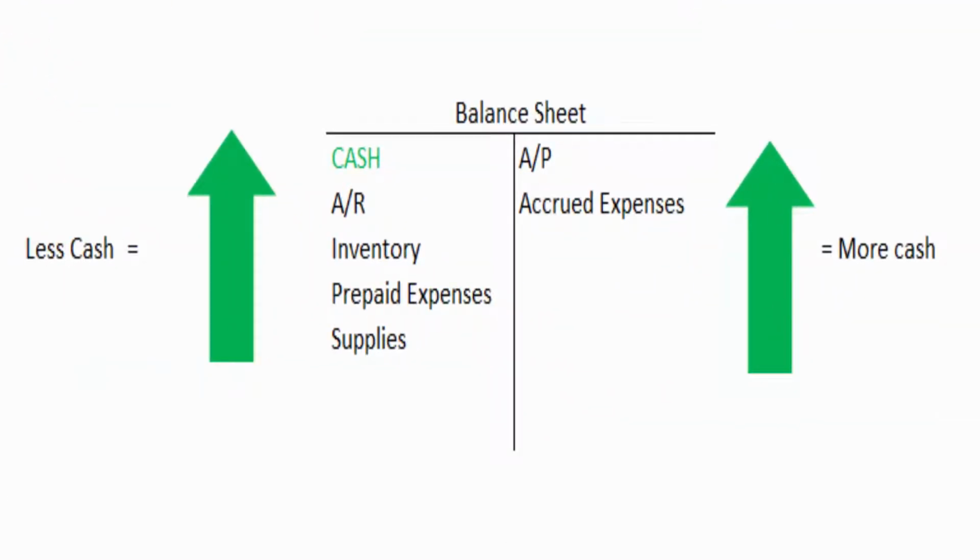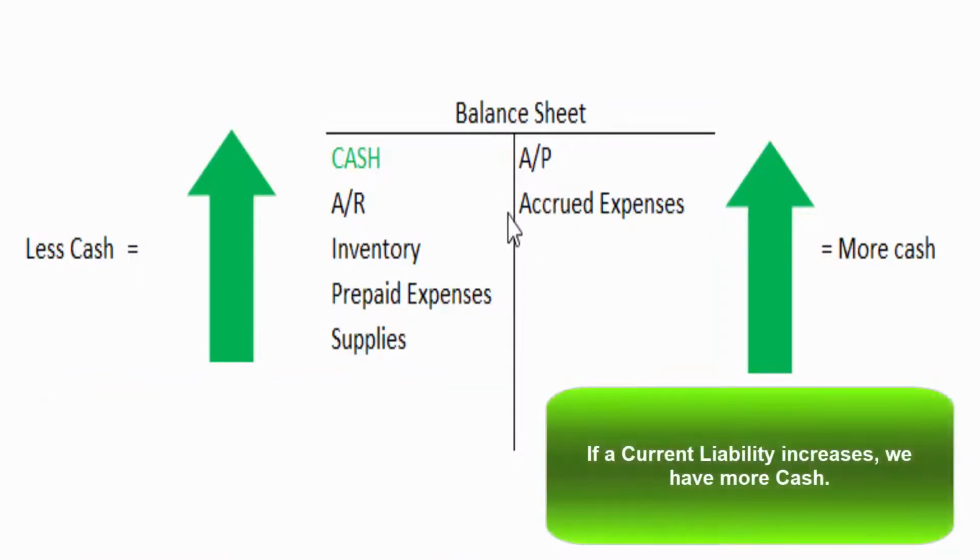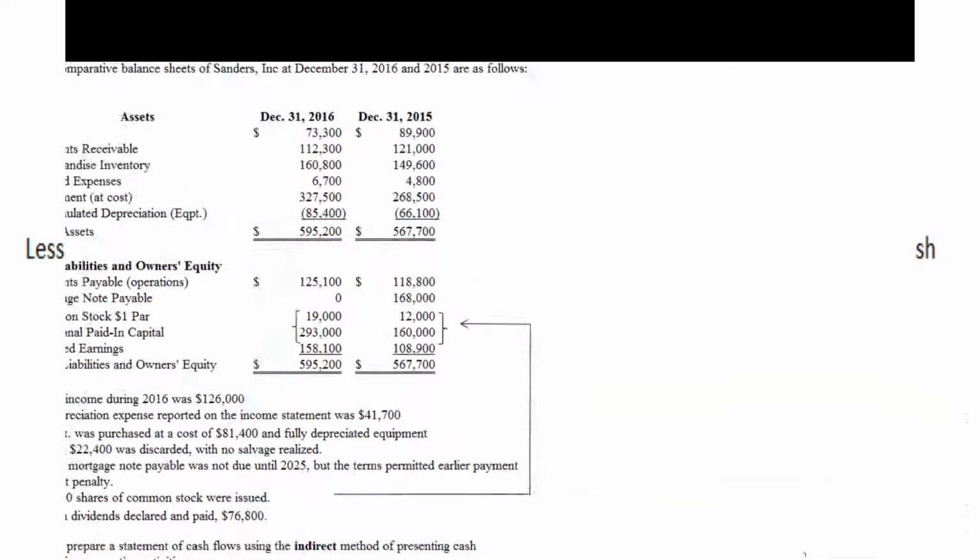I know I said that kind of fast, but it might help to draw a little diagram. So before I do a statement of cash flows, I make a little pretend balance sheet. And I say if accounts receivable, inventory, prepaid expenses, or supplies goes up, that means we have less cash. Just the opposite happens on the other side. If accounts payable goes up or accrued expenses go up, that means I have more cash. I didn't pay all my bills, so I have more cash in my pocket at the end of the month.